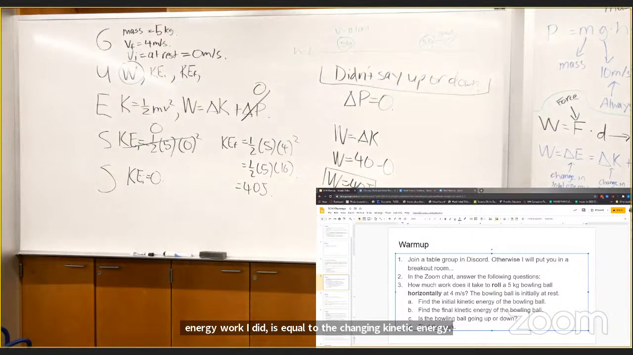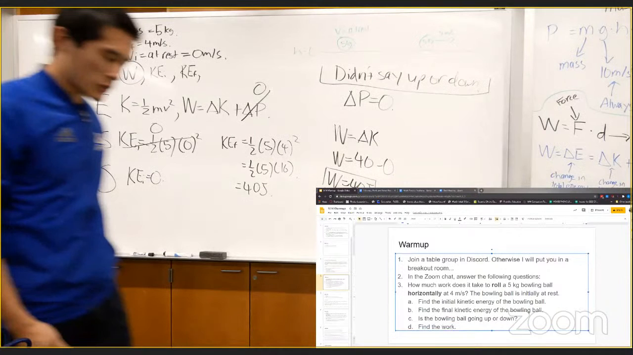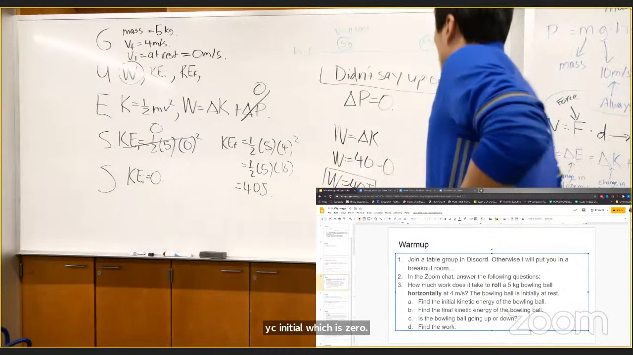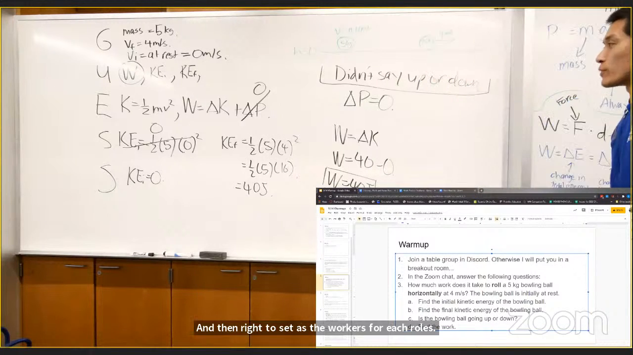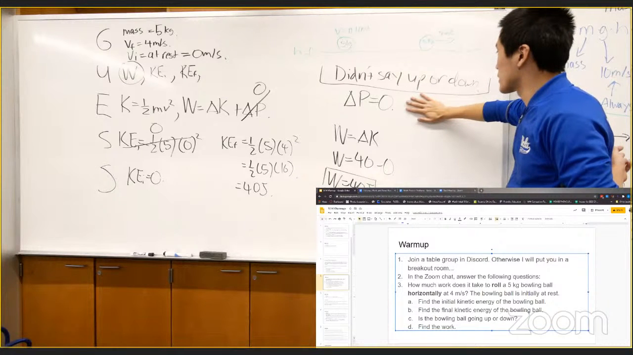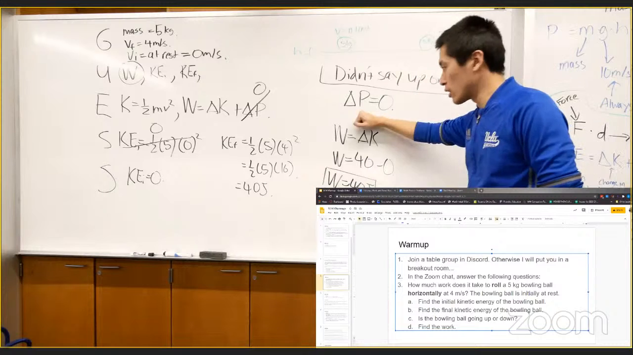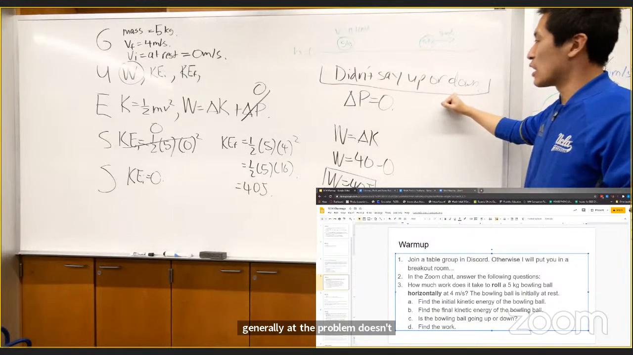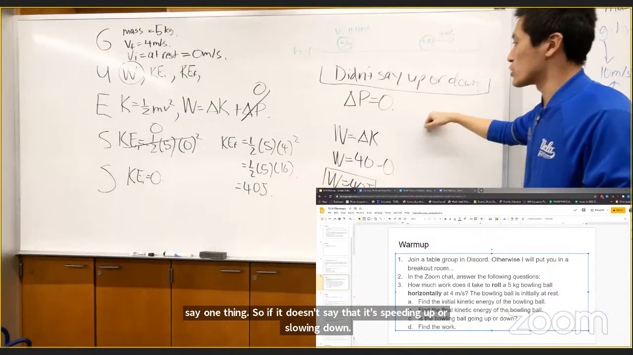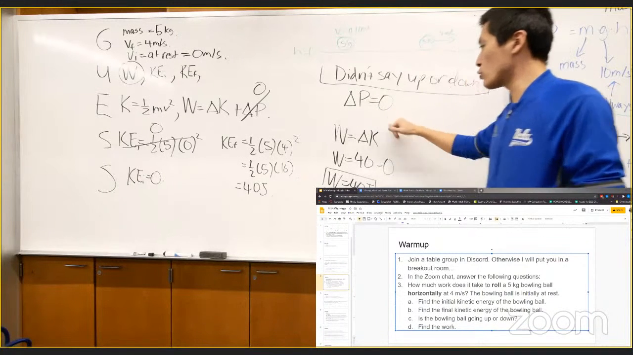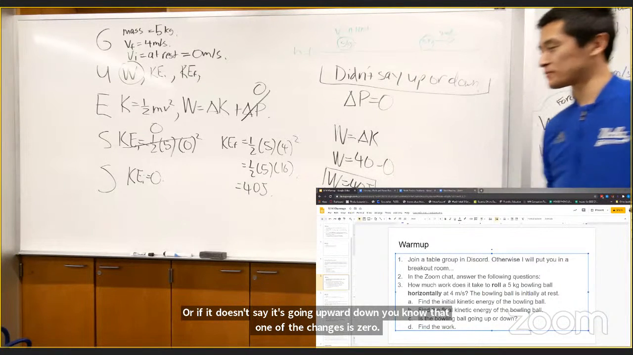I would say this problem can be a little intimidating, so I'm going to tell you some tricks of the trade. Some very important things to take away: generally, if the problem doesn't say that it's speeding up or slowing down, or if it doesn't say it's going up or down, you know that one of the changes is 0. This is very important, and I want to reiterate it. So when you figure out your work, you just have to figure out the change in your other kind of energy.